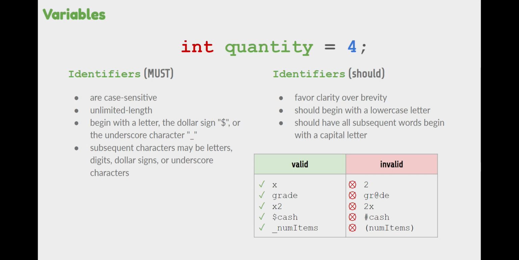Subsequent characters may be letters, digits, $ signs, or underscore characters. So after that first character, you can put numbers in there. You could put other symbols in there. You just can't start with a number or a symbol that's not the $ sign or an underscore. When you are picking your variable names, you should favor clarity over brevity. So when you're naming a variable, you shouldn't just name it x just to be brief. You should make sure that you pick a name that describes that data. So you should pick a name like numberOfItems or totalAfterTax.